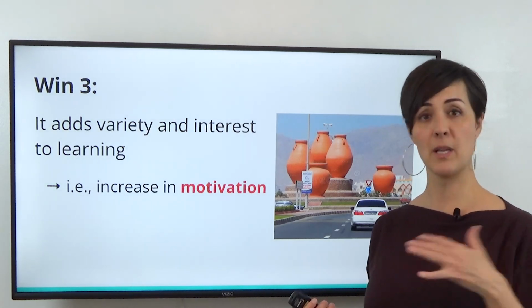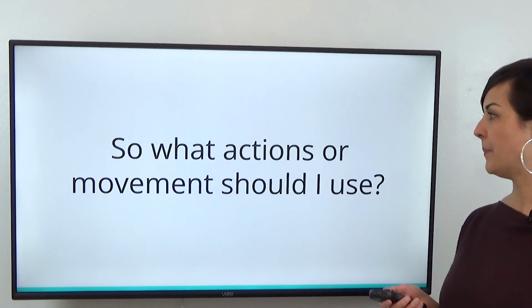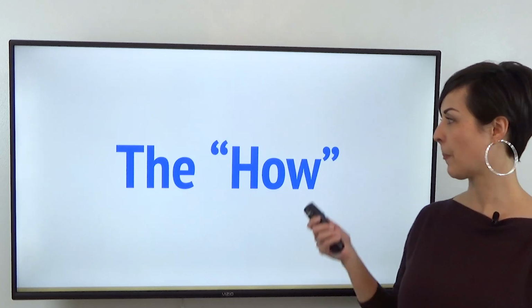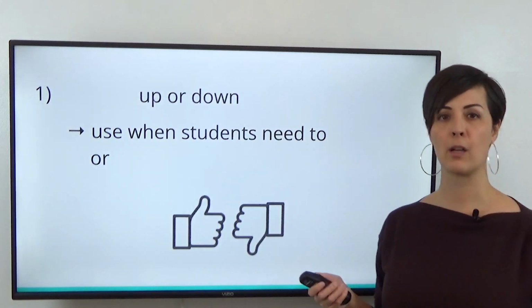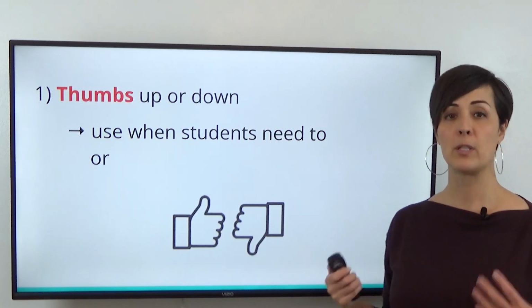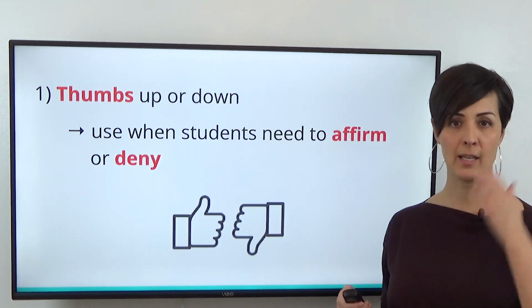What? Engagement and reduction in disruptions? That's a win, right? Okay, so the question always becomes then, what actions or movement do I use? Can we talk about the how behind this? The first one that's really common and really easy to build into instruction is just thumbs up or down, which is what you would use when you want students to either affirm or deny an idea.